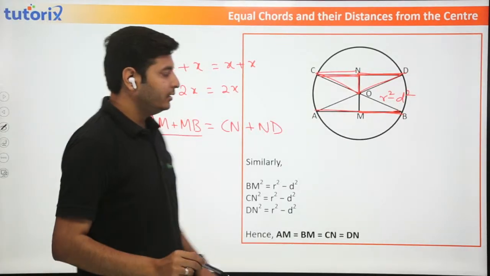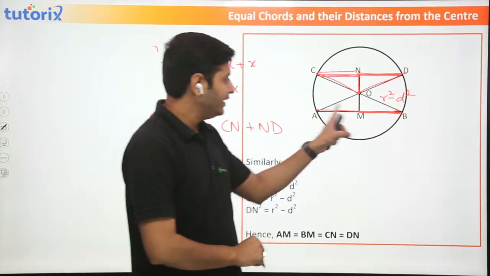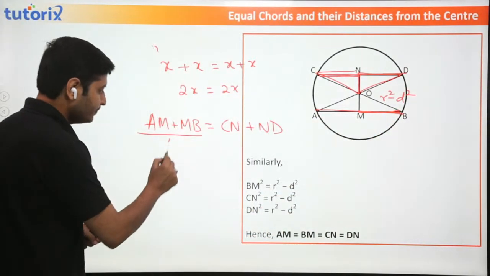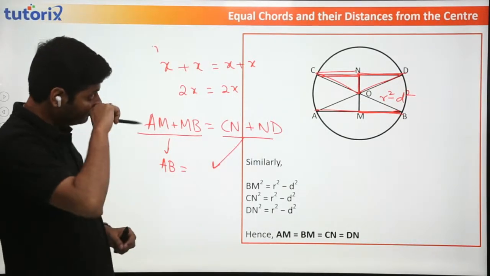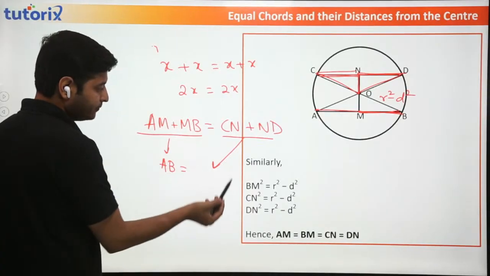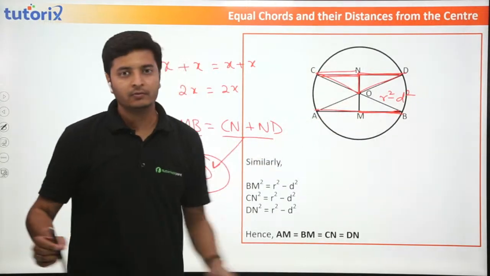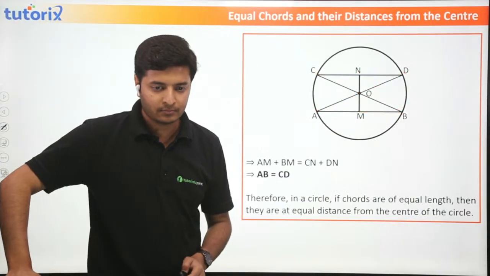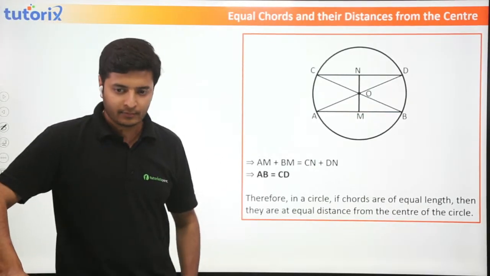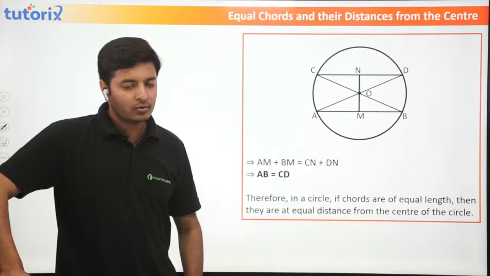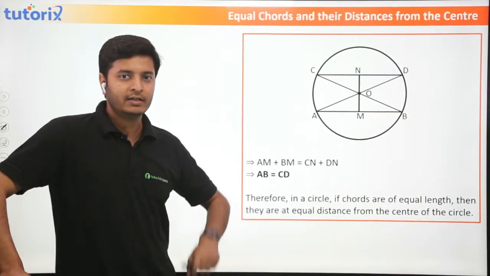What is AM plus MB? AB. Very good. And what is CN plus ND? CD. And this is what we need to prove, that AB is equal to CD. AB is equal to CD. Correct? Therefore, in a circle, if chords are of equal length, then they are at equal distance from the center of the circle. And vice versa is also true.